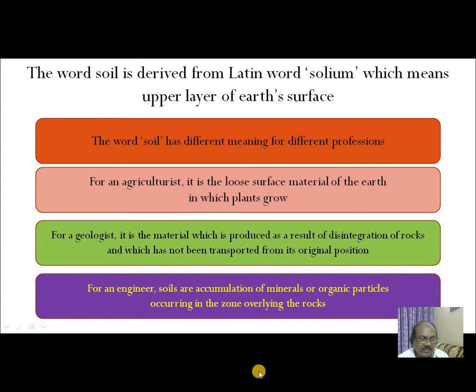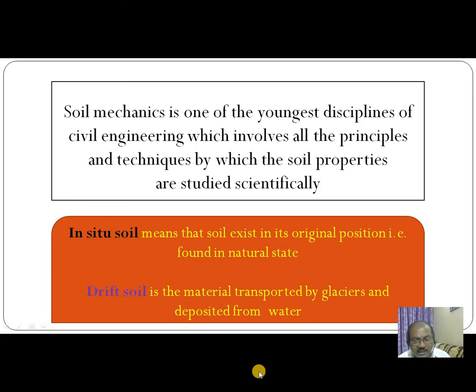An engineer says soils are accumulations of minerals or organic particles occurring in the zone overlying the rocks. However, different professionals have different meanings for the word soil. Soil mechanics is one of the youngest disciplines of civil engineering, which involves the principles and techniques by which soil properties are studied properly.